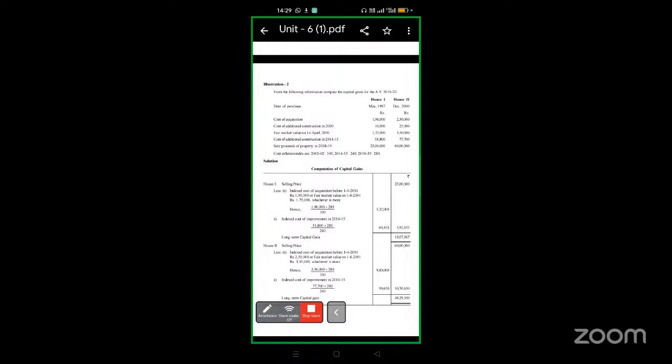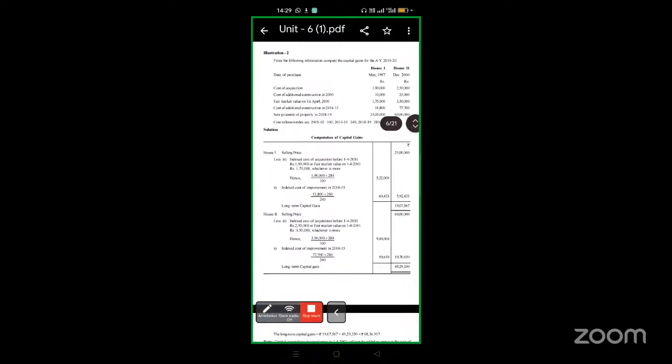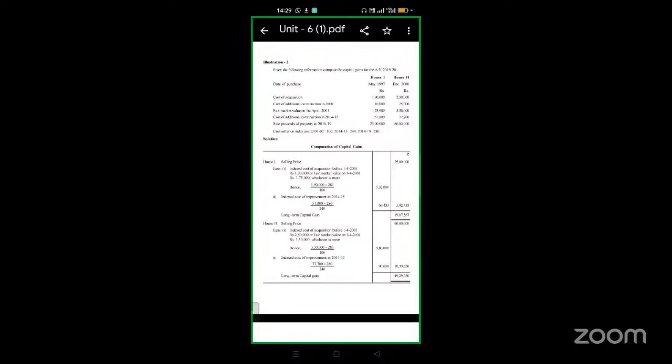House 2, again we have the index cost of acquisition, the same as they have purchased. Again, index cost of acquisition or index cost of improvement. If you look at the index cost of acquisition of house 2, the cost of acquisition is 2,50,000 and the fair value is 3,50,000. Of these, the highest one is the fair market value. So the fair market value into the previous year index value divided by the purchase year 2001-02, which is 100 index value.